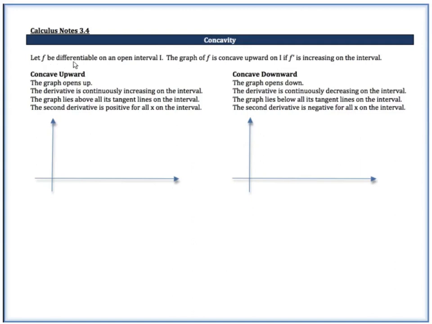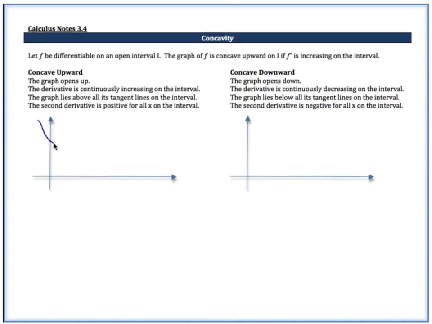We're going to let a function f be differentiable on an open interval I, and we're going to say the graph of f is concave upward on I if f prime is increasing on the interval. So concave upward, you've dealt with this before in dealing with something like a parabola.